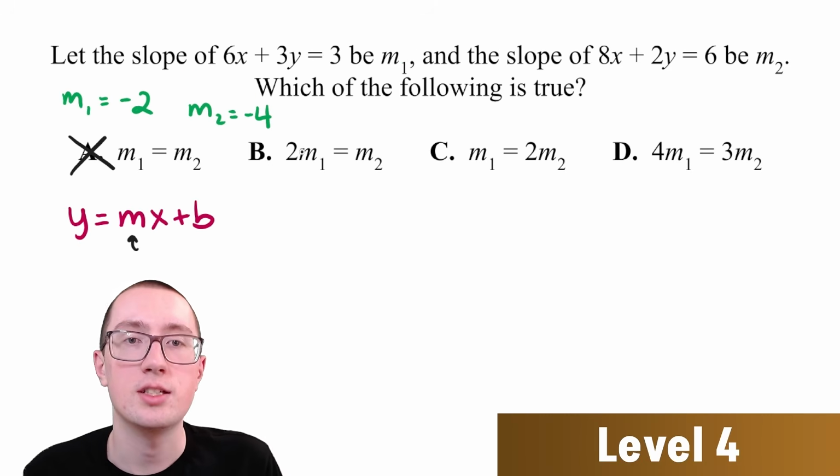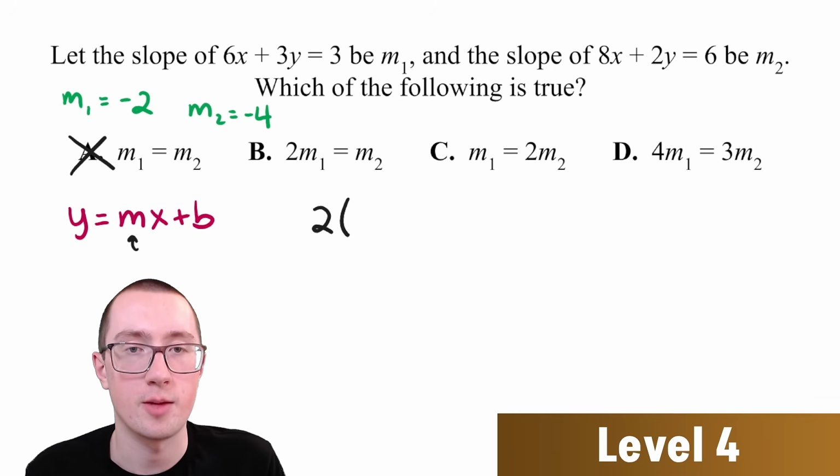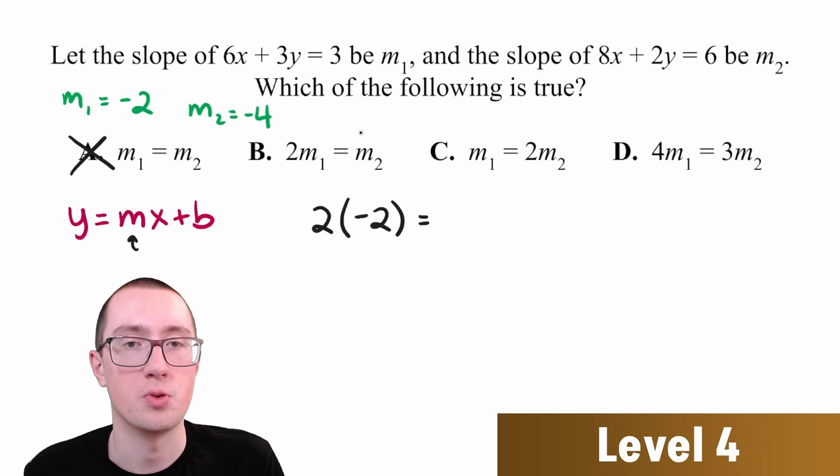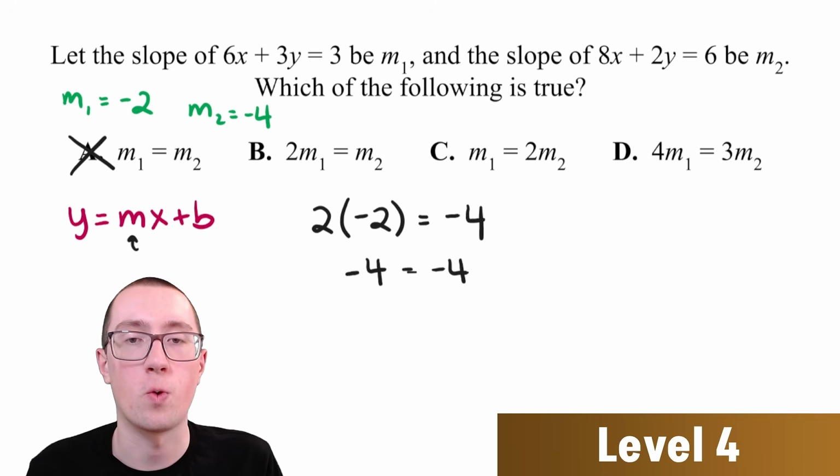So A is out. B says that 2 times m1 is equal to m2. Well, let's try that out. 2 times m1, which is negative 2, is equal to m2, which is negative 4. Well, 2 times 2 is 4, and the minus sign stays. And you'll see that it actually is true. We get negative 4 on both sides, which means that the answer to this problem is B.